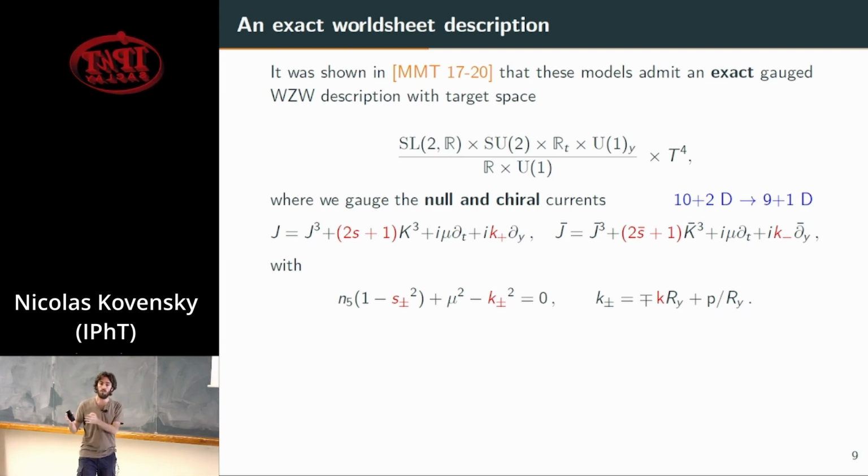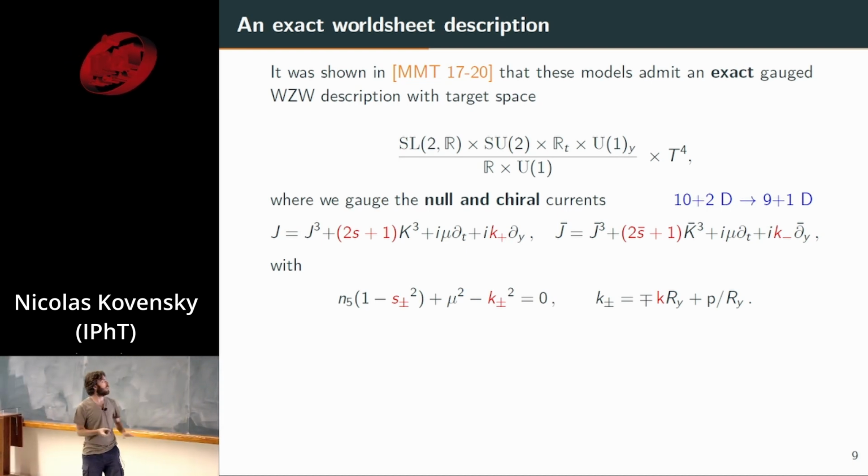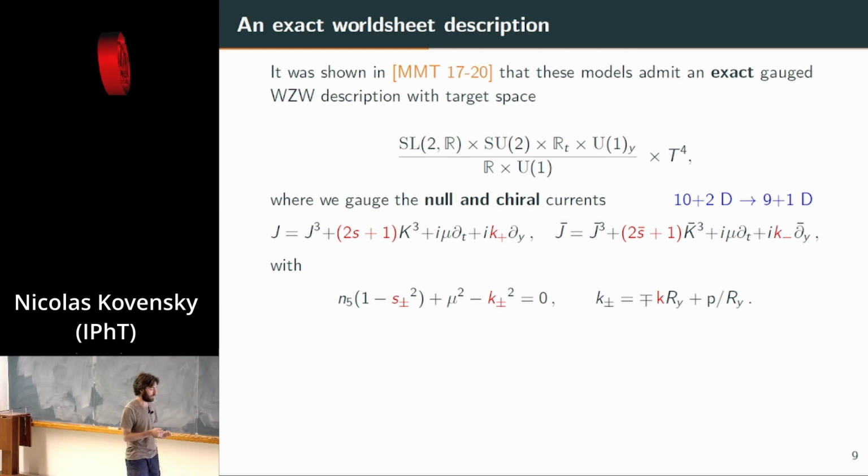And the fact that this current is null is defined by imposing this condition here, okay? So that condition tells you that both currents are null, and that's going to be important for the construction.